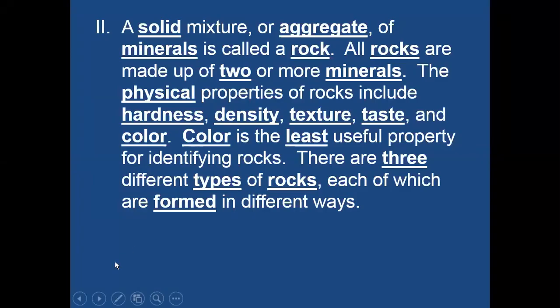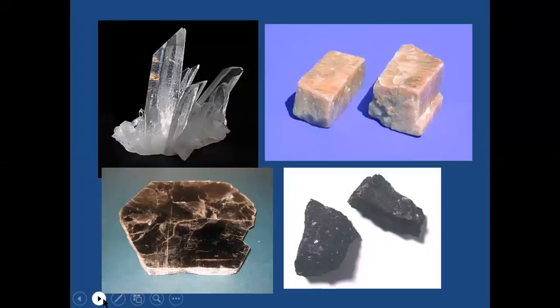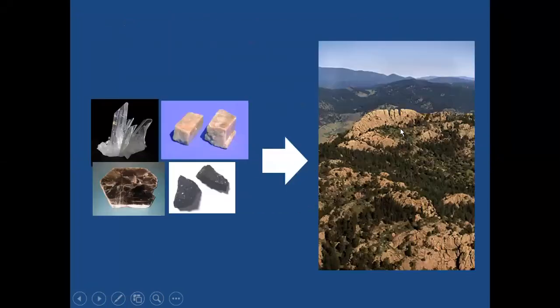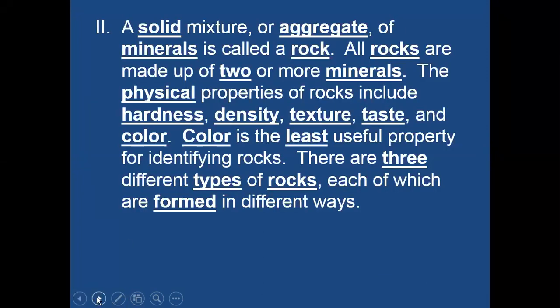These four minerals that I was showing you combine to form a rock called granite. And this is something that you probably recognize. This is Horsetooth Rock. Horsetooth is a granite rock formation made out of these four minerals that you see right here. So kind of a cool example.